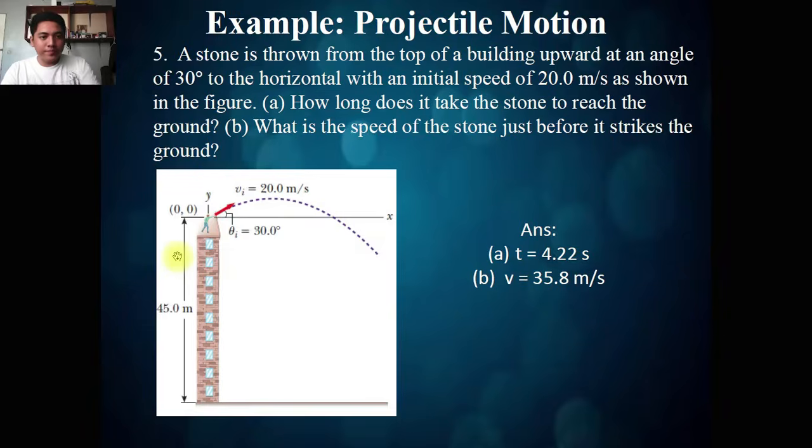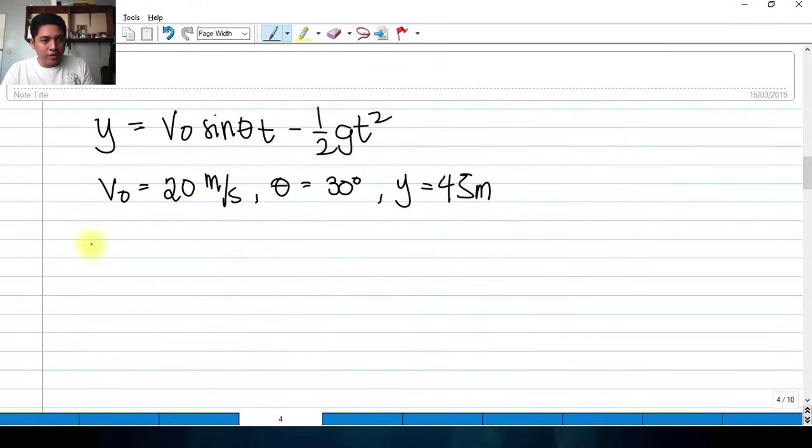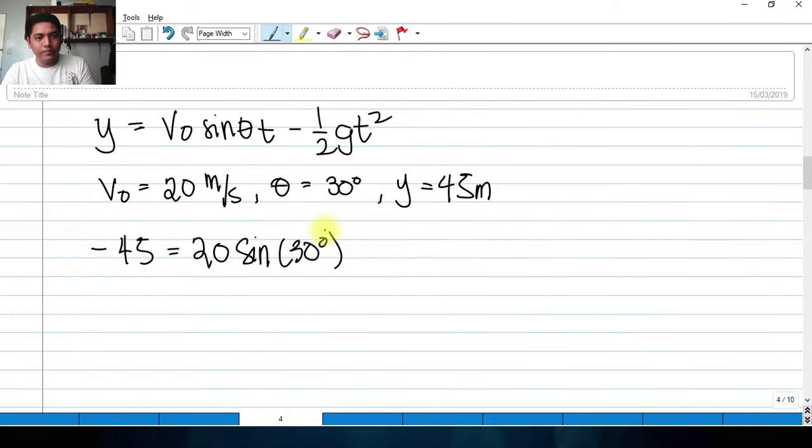Okay, back from the figure. Again, choosing the top of the building as our origin, down below the origin, this height should be negative. Going downward from our convention in a coordinate system, that should be negative. So if you're going to substitute, negative 45 is equal to 20 times sine of 30 degrees times time.